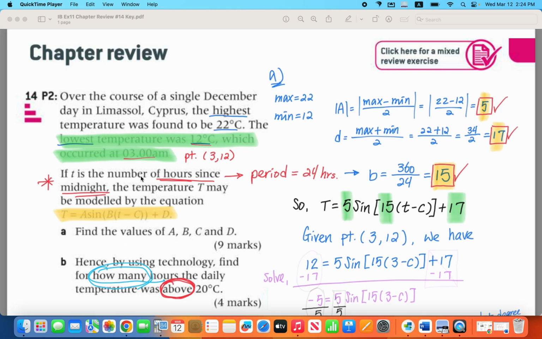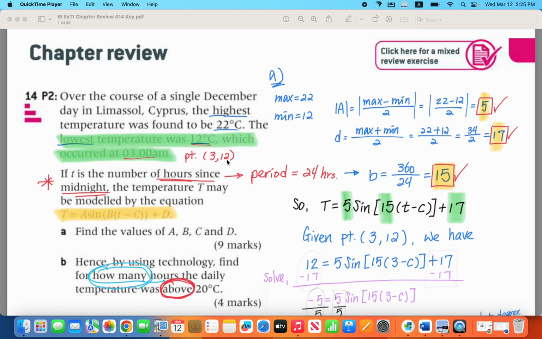When there is a picture, the answer is in the picture, easy. But if we don't see the picture yet, we have to process the reading to get all that information. The highest one gives you the maximum, which will be 22 Celsius degrees, and the lowest temperature, my minimum, is 12. There is also a condition which occurs at 3 a.m. This tells me there is a point (x, y), so (3, 12) will be a point.